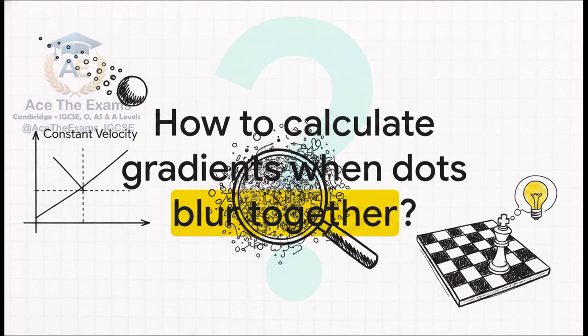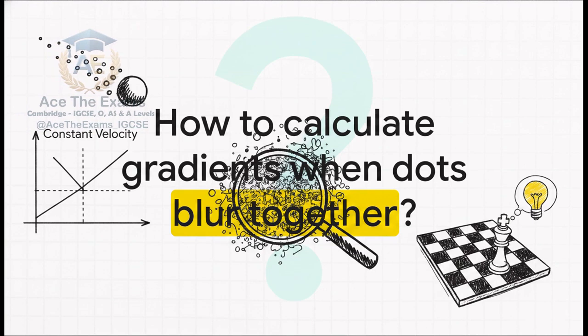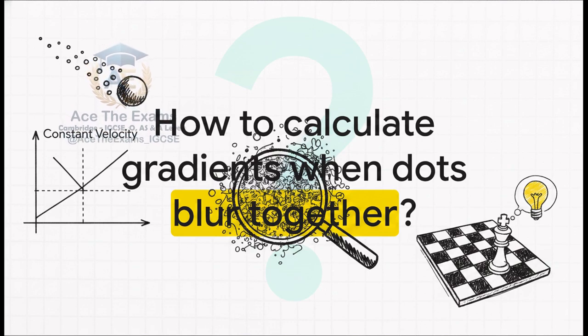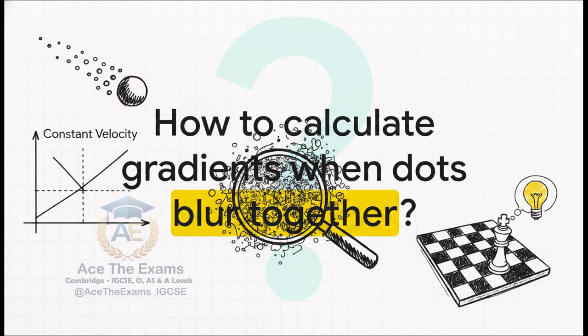I'm going to leave you with one final brain-bending thought to chew on. When an object finally hits terminal velocity, how exactly do you calculate accurate gradients when your ticker tape dots start blurring together into one giant mess on your graph? Think about how you'd handle that crazy data anomaly, and I will see you in the next explainer to uncover the final checkmate.